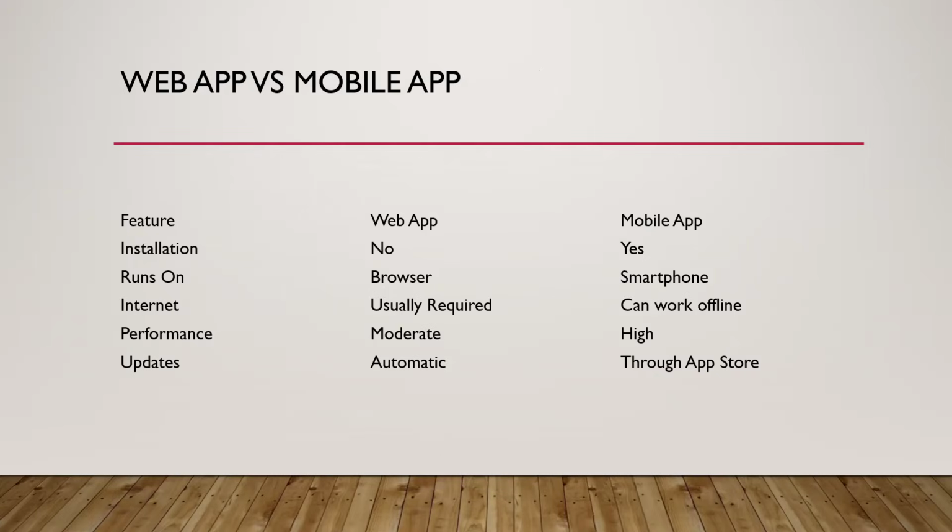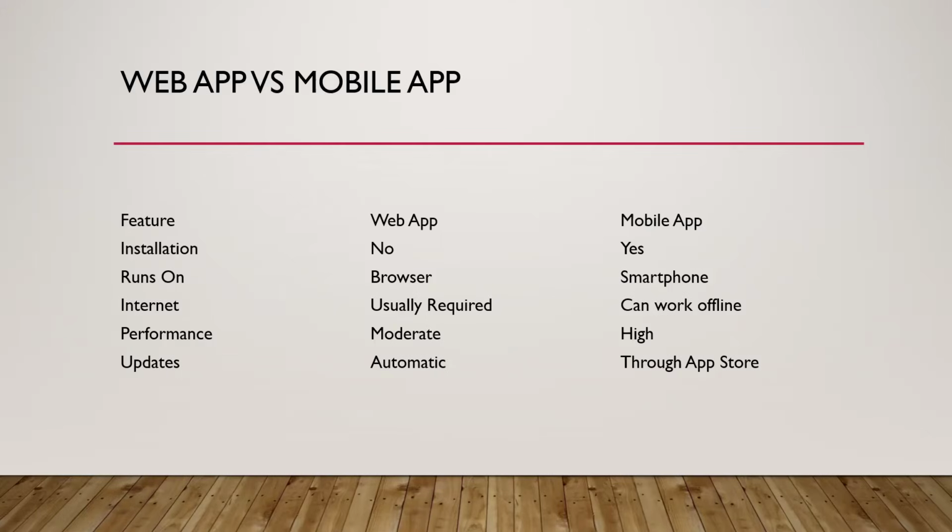So here we have the difference between the web application and the mobile application. For a web application, we need not install anything, because the browser will by default have the features. Next, the mobile application we need to install from the Play Store. This is a difference between the web application and mobile application installation. The next one is that a web application runs on a browser. As we all know, a mobile application runs on a smartphone.